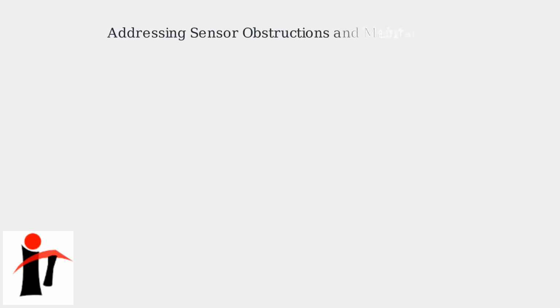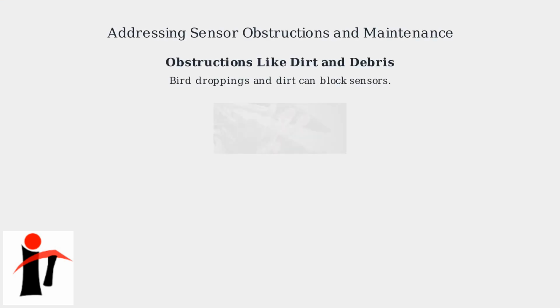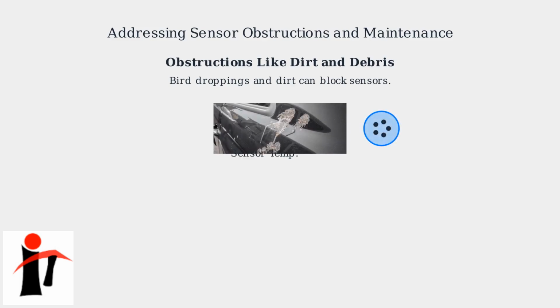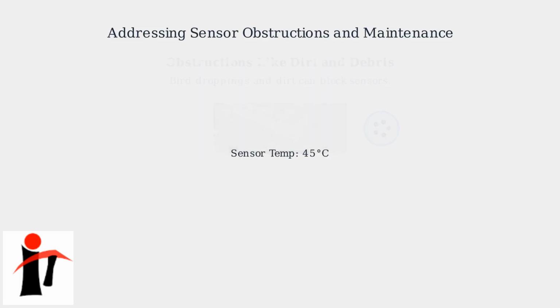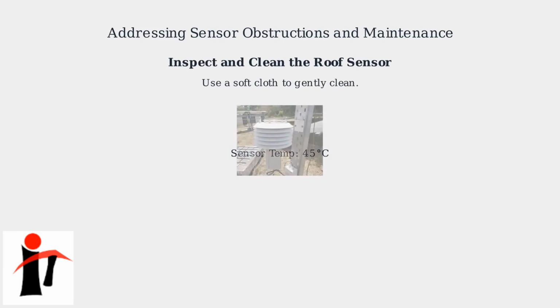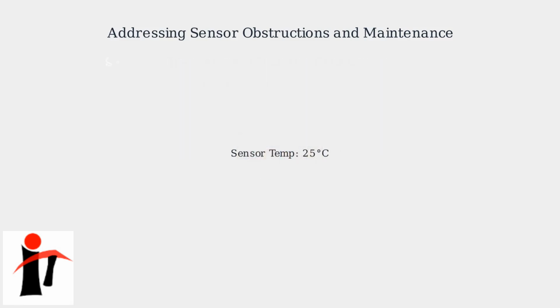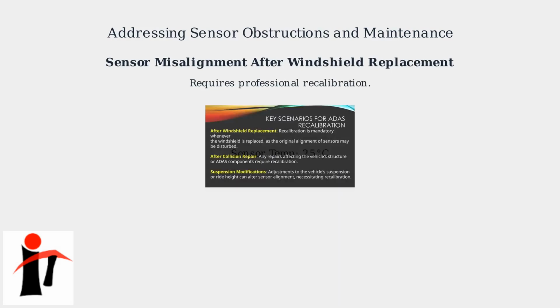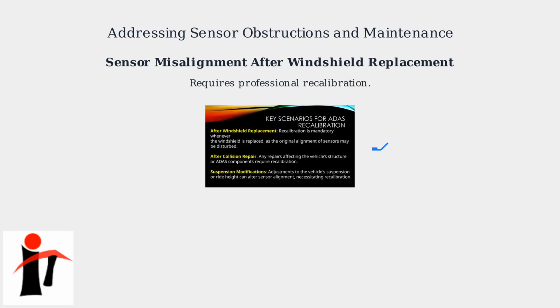Sometimes obstructions like dirt, debris, or even bird droppings can interfere with the sensors. Carefully inspect the roof-mounted ambient temperature sensor and clean it gently with a soft cloth. Also, be aware that sensor misalignment after windshield replacement is a common issue that requires professional recalibration.